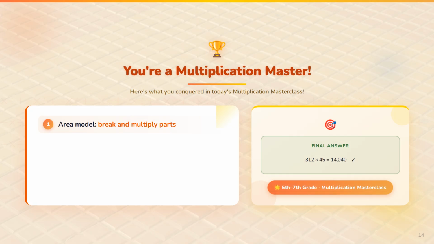Amazing work today, math superstars. Let's recap your new superpowers. First, the area model. Break numbers into tens and ones, multiply each part, then add. Second, the standard algorithm. Multiply row by row, carry when needed, and indent each new row. Third, when multiplying three-digit numbers, just add one more row. And fourth, always estimate to check your answer.